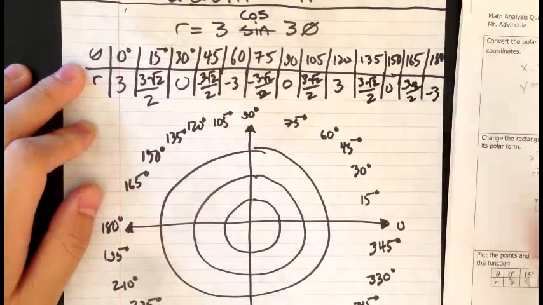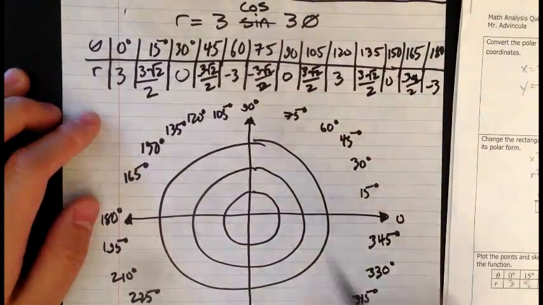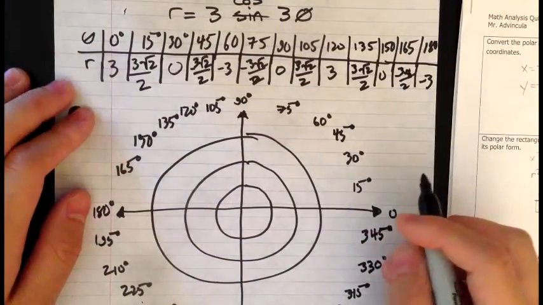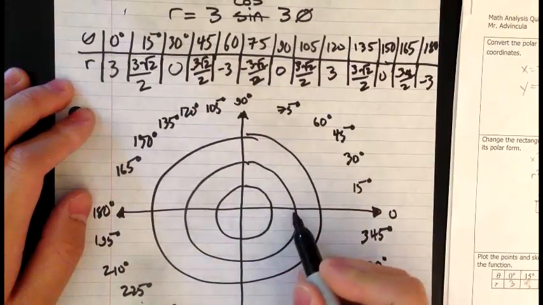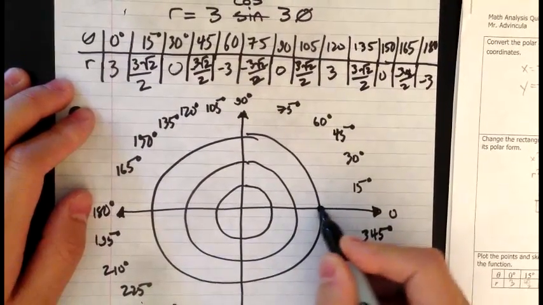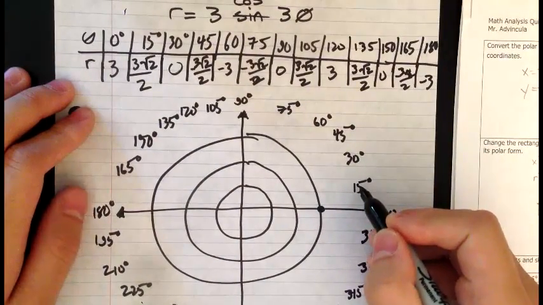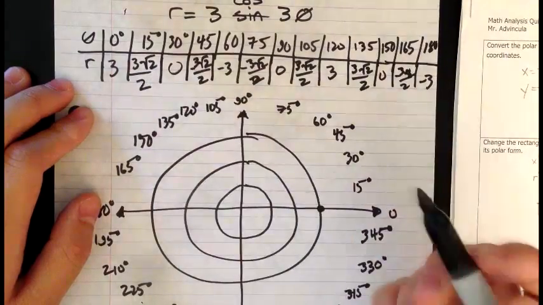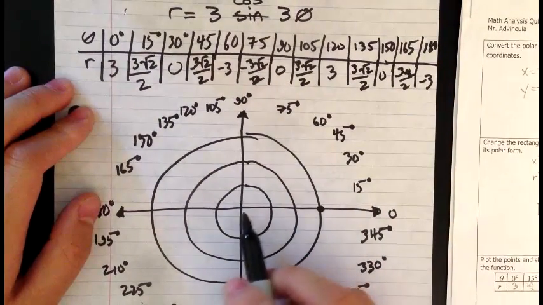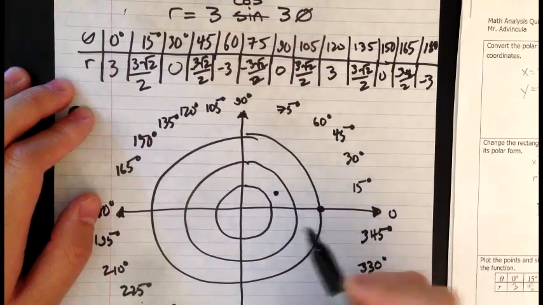Now, let's graph this behemoth of a math equation. Starting off, 0 is 3. Let's count. 1, 2, 3. Oh my goodness. 15. 15's right here. 3 square root of 2 over 2. That is around here. Beautifully done.